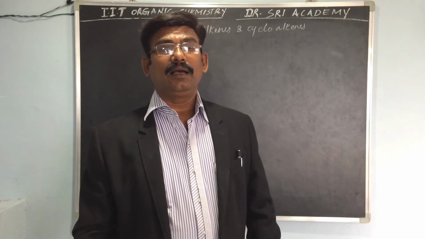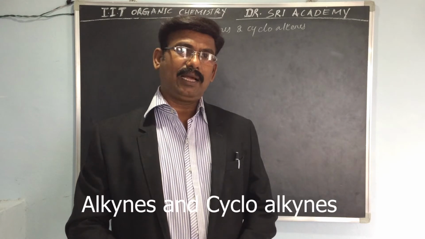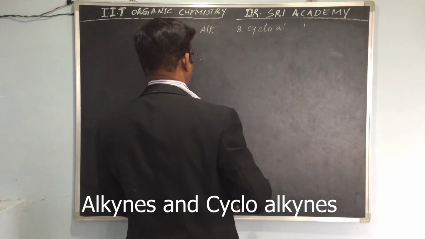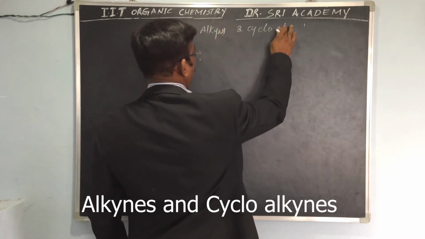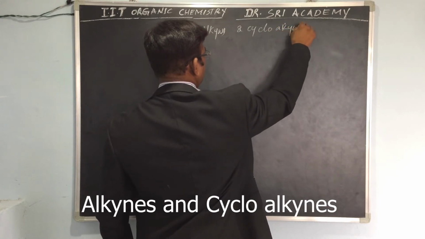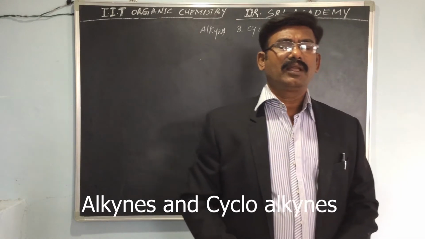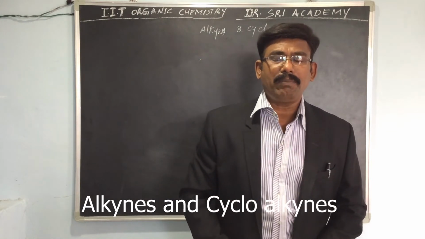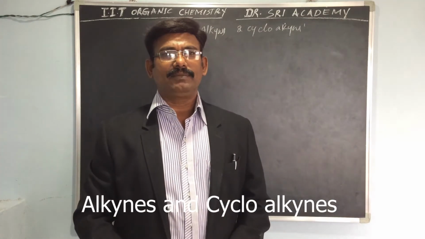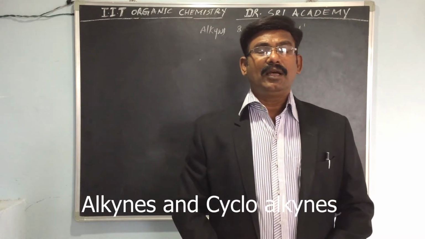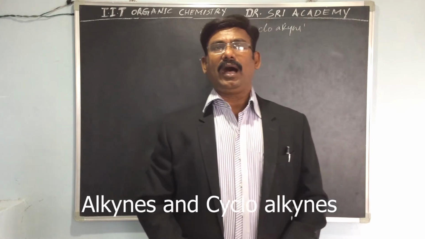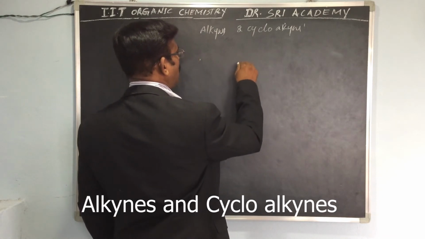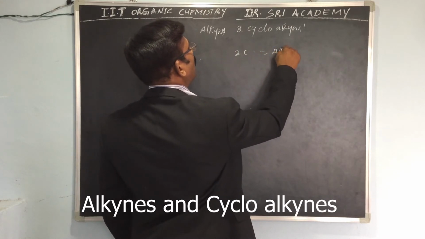Now alkynes and cycloalkynes. Alkynes. In alkenes, there is a double bond present between two carbon atoms. Now, a triple bond present between two carbon atoms. A triple bond is present between the two carbon atoms. That is called the alkynes. You can say alkyne. So, the number of carbon atoms will also start with two carbons. Two carbons, alk, alk is what?